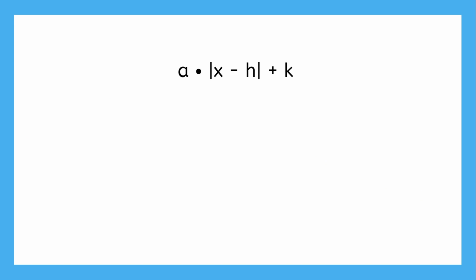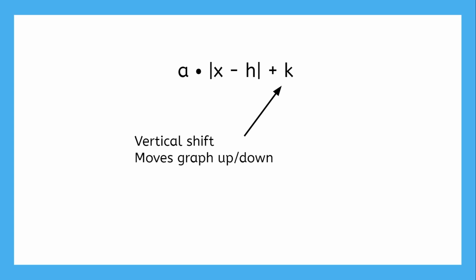First, let's look at the constants, h and k. K is a little easier to understand, so we'll start there. K causes what is called a vertical shift. In other words, it moves the graph up or down. Fortunately, it's pretty easy to tell which direction it goes. A positive value makes it go up, and a negative value makes it go down.